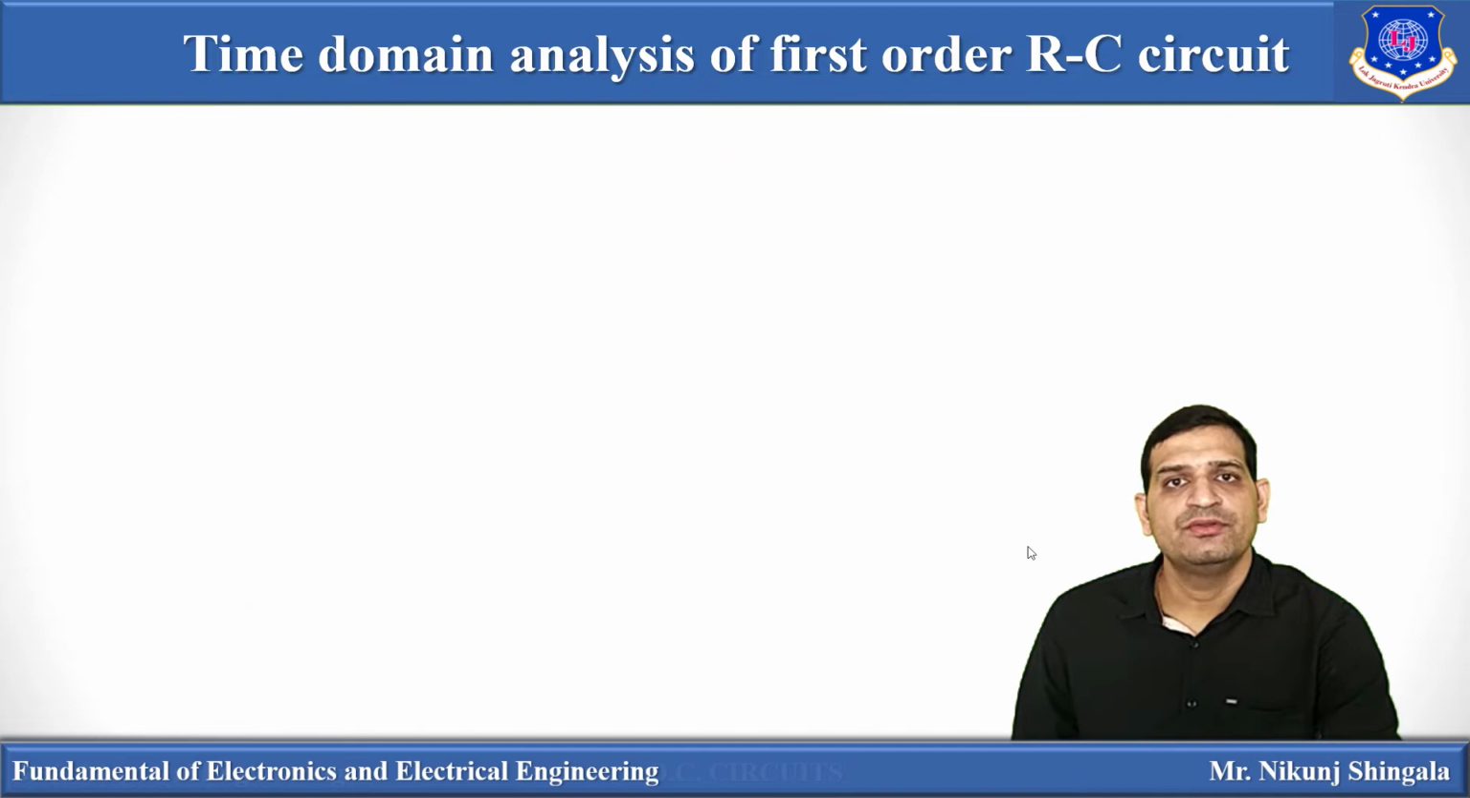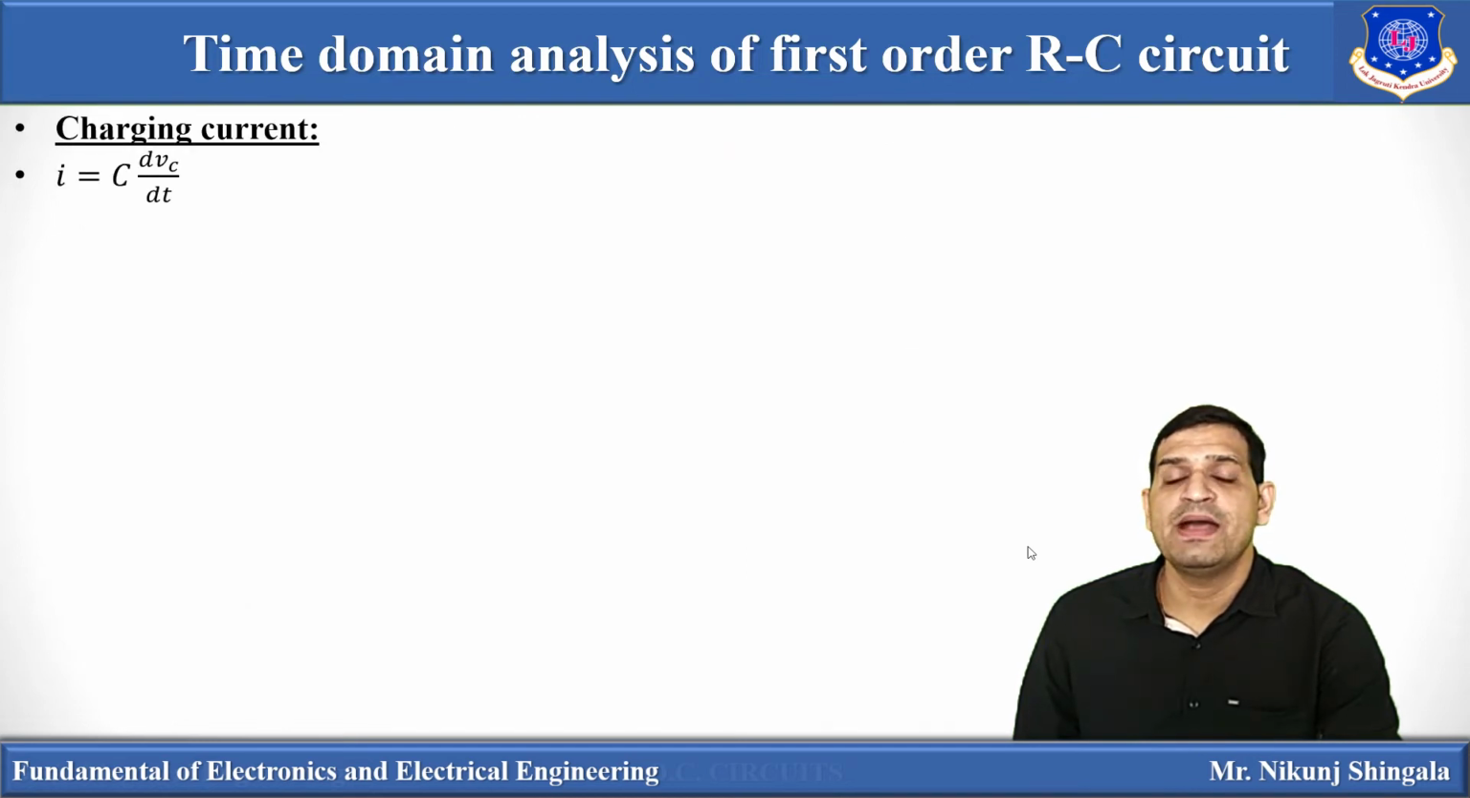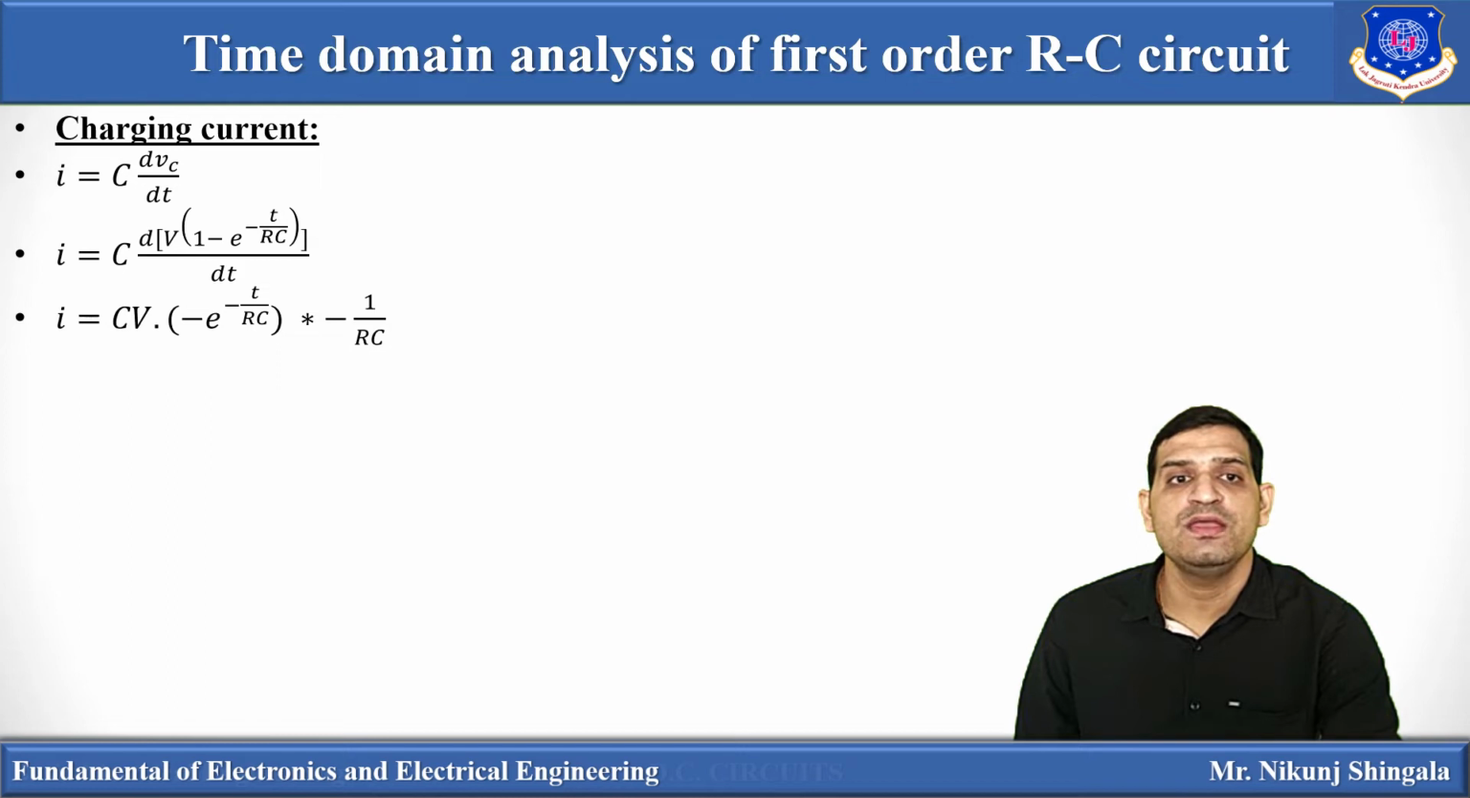Now let us derive the expression of charging current. So current is denoted by i is equal to C dVc by dt, where Vc we have already found. So putting that value of Vc, i is equal to C, and taking the differentiation of Vc with respect to time. So we are getting i is equal to CV. V is a constant. Differentiation of 1 with respect to time is 0.